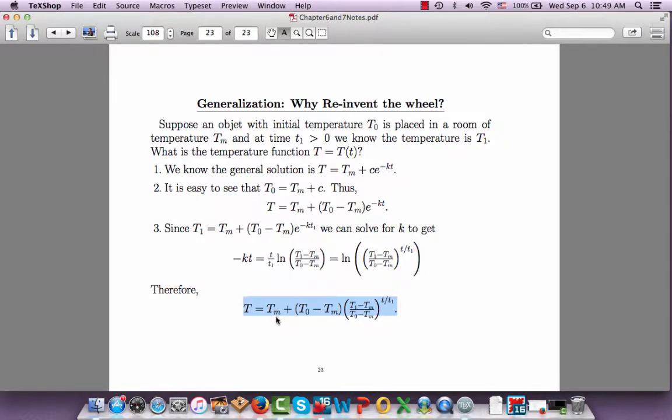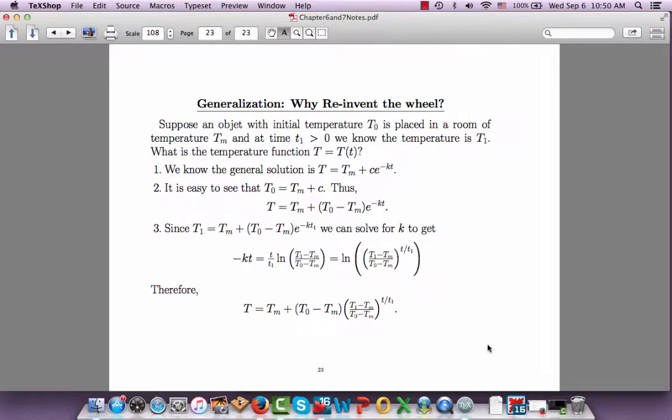The room temperature plus the difference between the initial and room temperature times some number that we know to a power t over t sub 1, where t sub 1 is the time that we were given the future temperature, capital T sub 1. So any problem like this, you're given the numbers T sub 0, T sub m, t sub 1. You can just plug them into this formula and you'll have your solution without having to redo all the calculus.